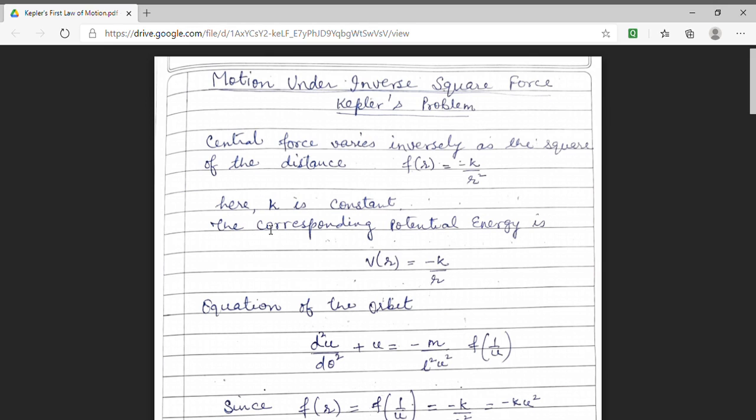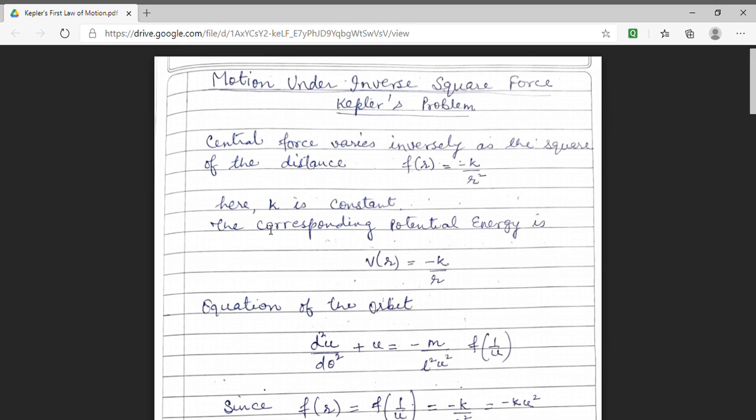In our lecture series, I am dealing with the paper first, that is classical mechanics. In this paper, we were discussing the central force problem. Today we will discuss the Kepler laws and we will deal with the Kepler first law. So we are going to start with the discussion of motion under inverse square force.